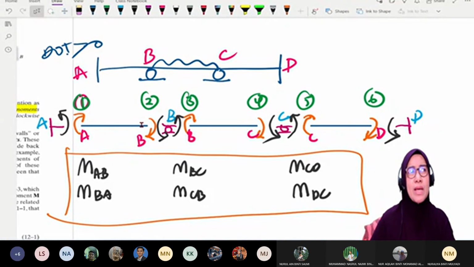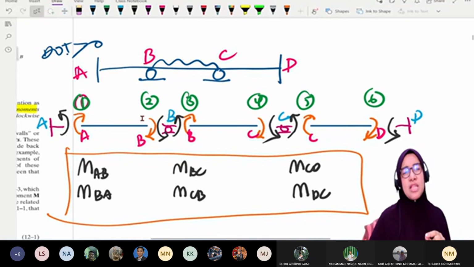So masa diploma tu mungkin at that time your lecturer tak explain the concept. So kenapa kita change sign? Okay, so that is the beauty of structural analysis because negative positive tu dia can be represented by diagram. So dia ada reason to justify why we change sign. Kan why we change sign? Dia mesti ada reason.